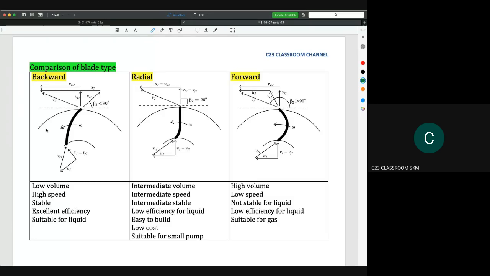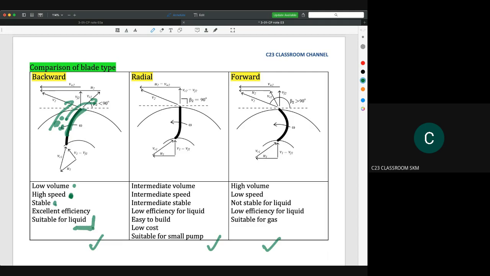So we have backward, we have radial, and we have forward. All the parameters are explained here. In the backward blade, it is low volume, but you could run it at a high speed. Again, why could you run it at high speed? Because the backward blade gives the liquid a chance to flow like this. It reduces the burden on the blade, so the blade will not break. Okay, and then it is quite stable because of the design here, and it is suitable for liquid. So this is the most important.